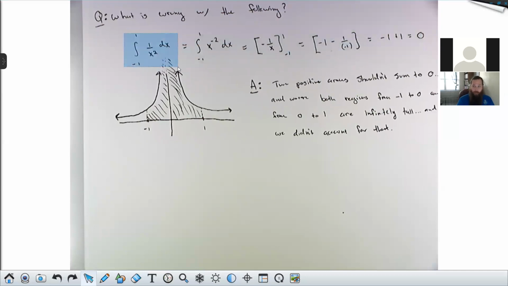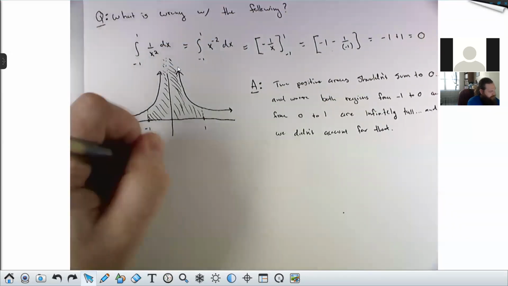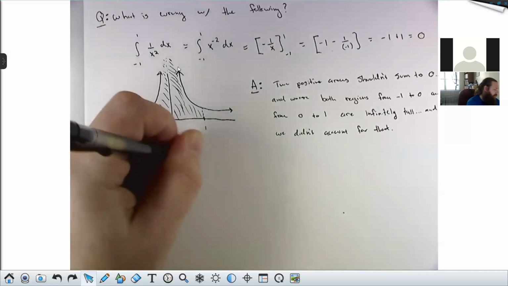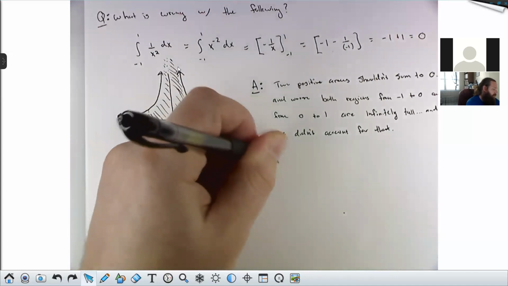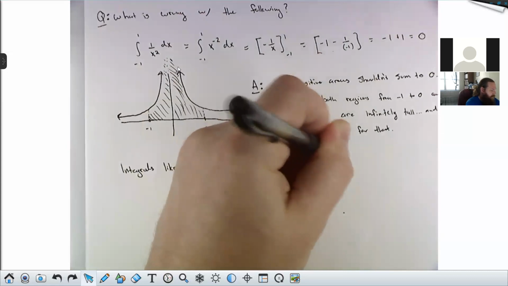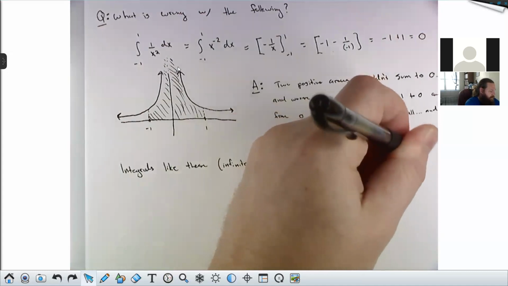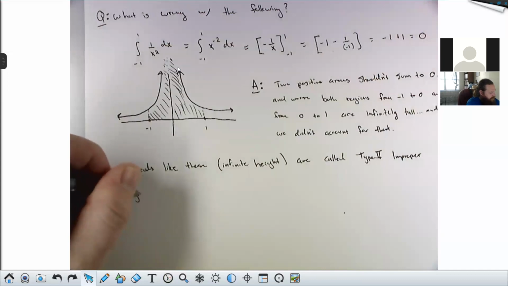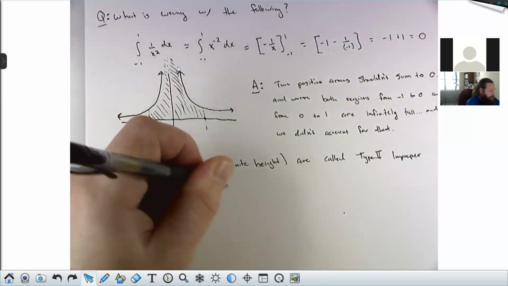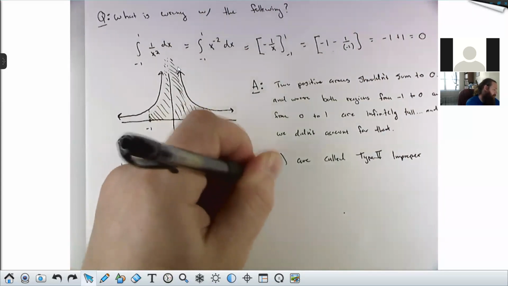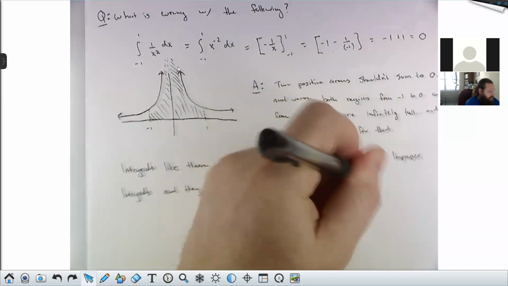This is a type 2 improper integral. Integrals like these, where you've got infinite height, are called type 2 improper integrals. And they require special treatment with limits, like type 1.